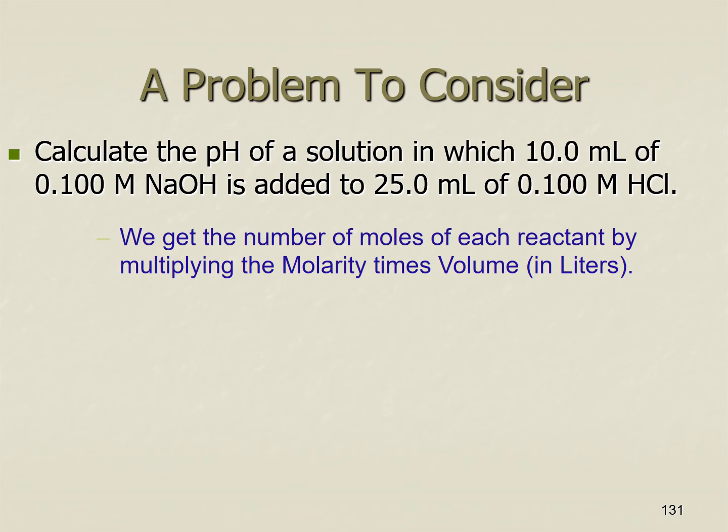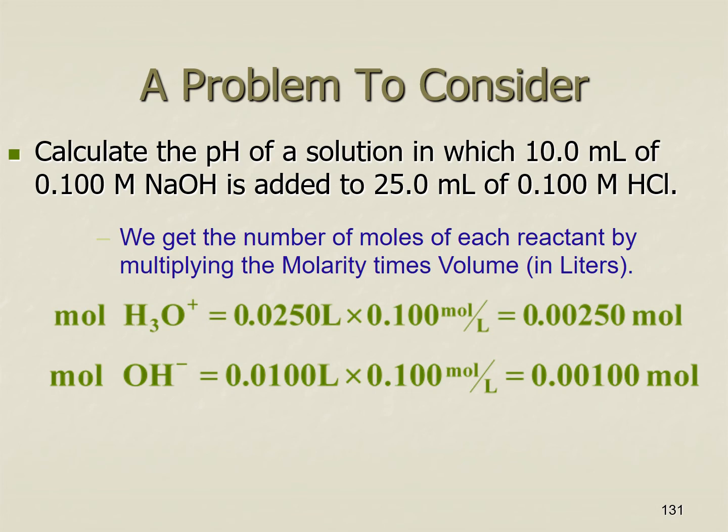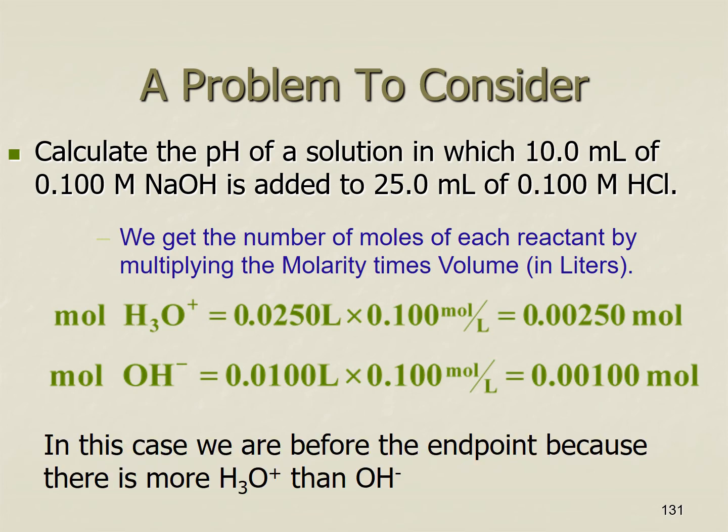Make sure that you use liters. So the moles of H3O plus is going to be 0.025 liters times 0.1 molar, or 0.0025 moles. The number of moles of hydroxide that has been added is 0.01 liters times 0.1 molar, or 0.001 moles. So again, we can see that we haven't added an equivalent amount of OH negative, but what we have added will react with the equal amount of H3O plus. So if we subtract these, we are before the endpoint because H3O plus is greater than OH negative.